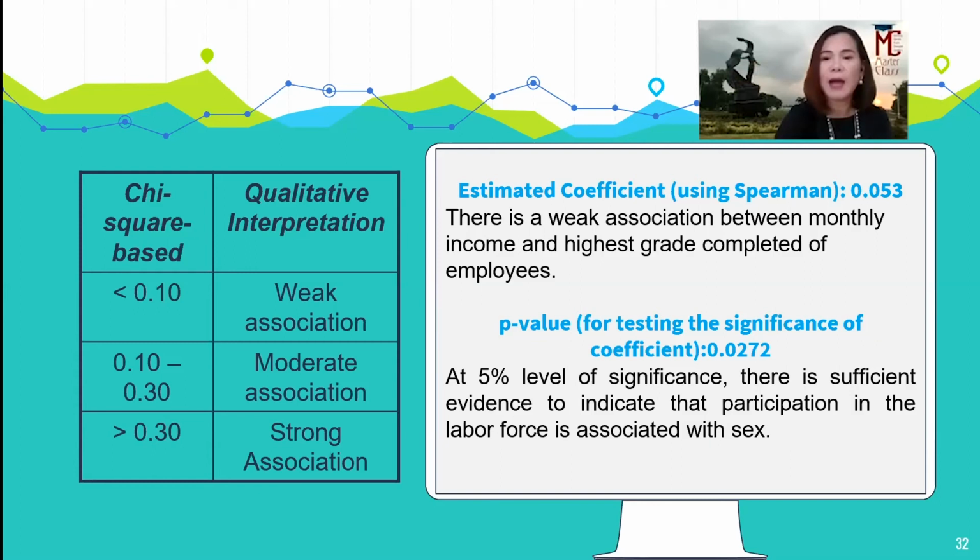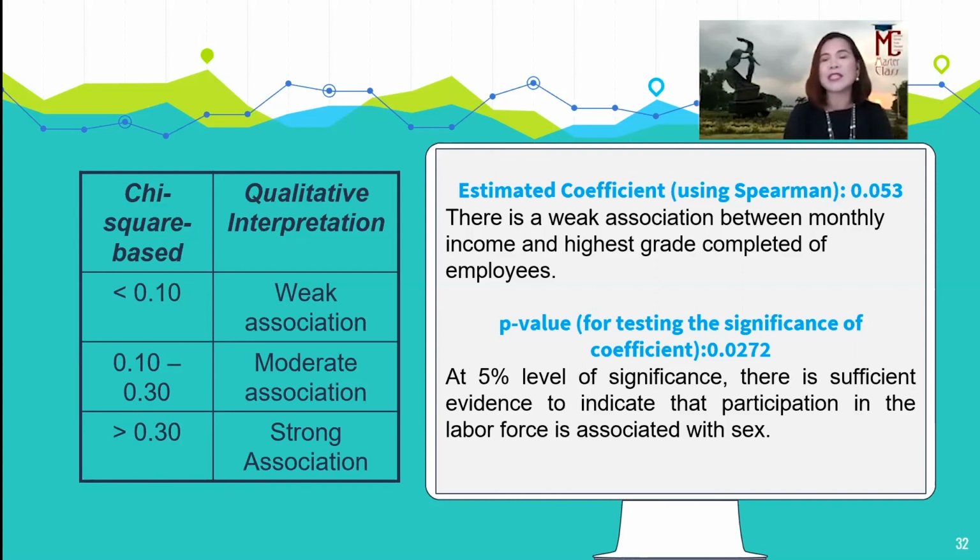Okay? So the p-value generated here is 0.0272 based on the chi-square. So that means we can conclude at 5% level of significance that there is sufficient evidence to indicate that participation in the labor force is indeed associated with sex. So if you notice po, nakita natin doon sa coefficient, weak yung association. But because we have a very large sample size kasi, there is a tendency po talaga, so hindi po unusual na makakuha tayo ng significant na result.